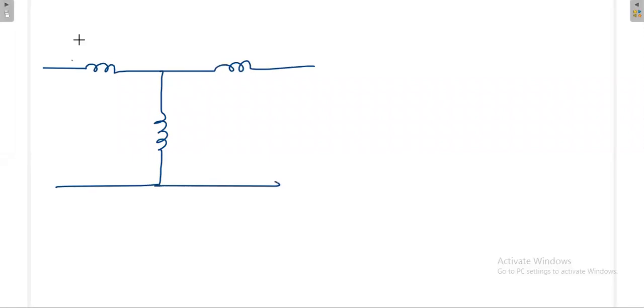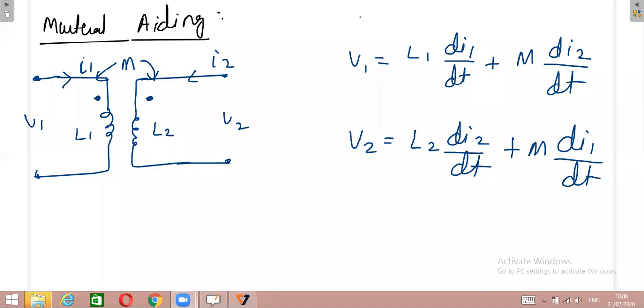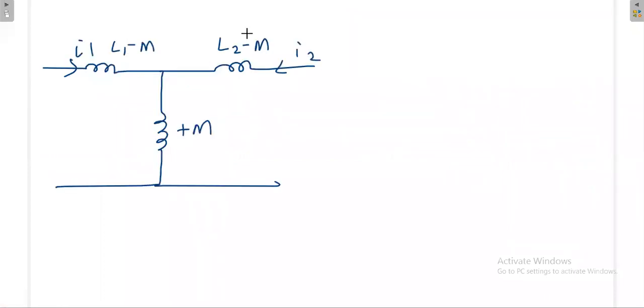Okay, so this is I1, this is I2, this is L1 minus M, this is L2 minus M, this is plus M. Okay, so this is mutual inductance. Again, you can write it like this: L1 minus M in this branch, L2 minus M in this branch, but here plus M. Now you apply the I1 current flowing here.